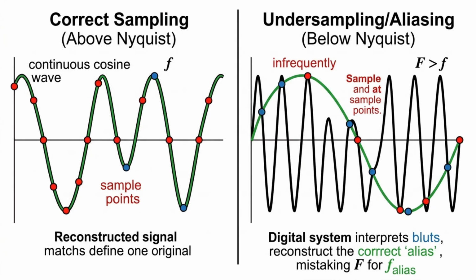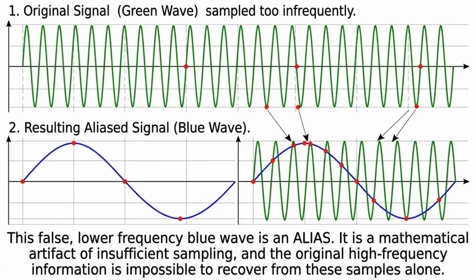Because there are not enough samples to uniquely identify the waveform, different continuous time signals can produce exactly the same set of sampled values. The digital system therefore interprets the signal incorrectly. The false frequencies that appear in the sampled representation are called aliases. These aliases are not actually present in the original signal, but are mathematical artifacts created by insufficient sampling. Once aliasing occurs, the original information is generally impossible to recover from the sampled data alone.